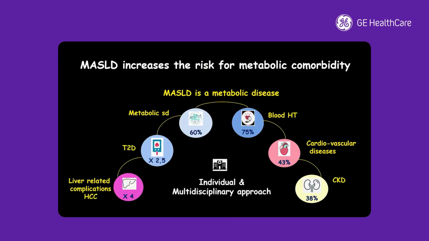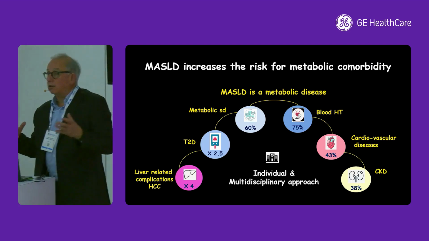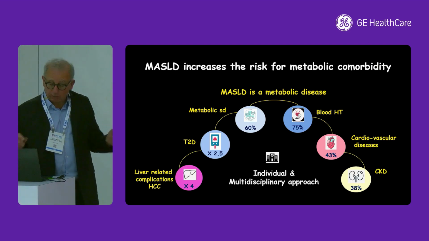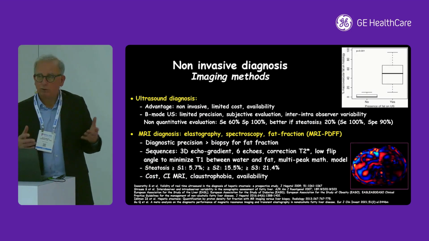But MASLD is really a metabolic disease. So we have on one side the metabolic syndrome. You have the type 2 diabetic. You see that it increases the risk of liver dysfunction by 2.5. But it is not only liver disease, because it's associated with blood hypertension and cardiovascular disease. There is a 43% increase of cardiovascular disease and chronic kidney disease as well. So this is a very broad disease that is not limited to being just obese and having some abnormal steatosis.